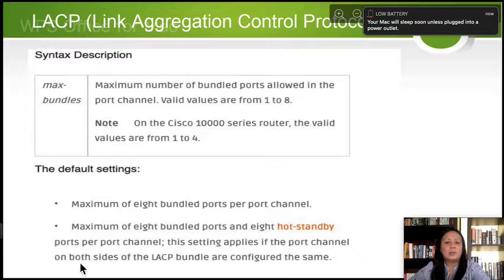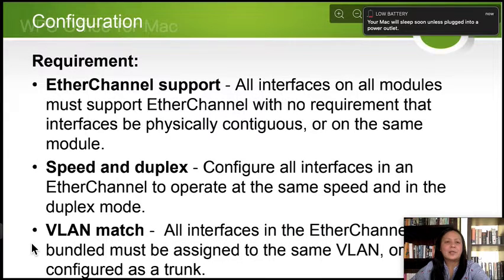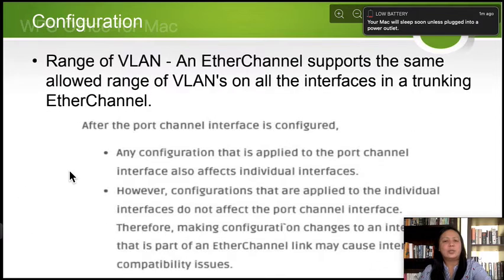The maximum is 8 bundle ports and 8 hot-standby ports in the port channel. This setting applies if the port channels on both sides of the LACP bundle are configured the same. The requirements are that every EtherChannel interface supports the same speed and duplex, and the VLAN matches. Each module must support EtherChannel, with no requirement that its interfaces be physically contiguous or in the same module.